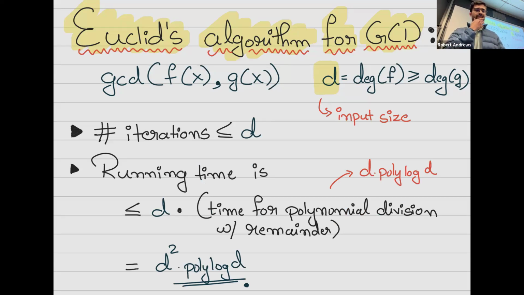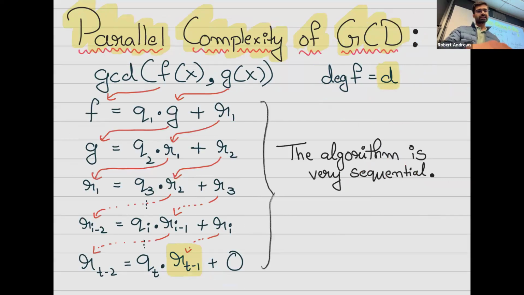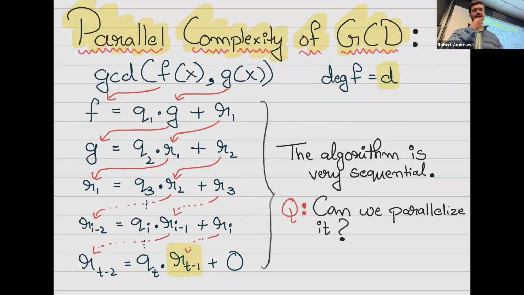Once we know this, the main question I want to ask now is, we have a quite fast sequential algorithm. Can you say something about the parallel complexity of computing this? Euclid's algorithm looks very sequential. For computing the remainder R2, I need R1. For computing R3, I need R2. So there is a dependency here. If I ask how to parallelize this, it doesn't seem clear, at least looking at this very inherently sequential algorithm.